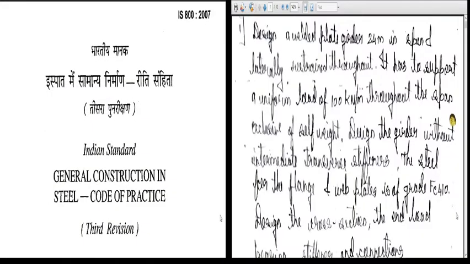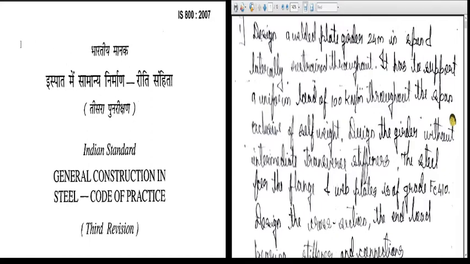Welcome students to today's lecture on design of plate girder. We will take up a numerical. In the previous class, we discussed the clauses and specifications to be used as per IS 800 2007. So today we'll take up a numerical and solve it.